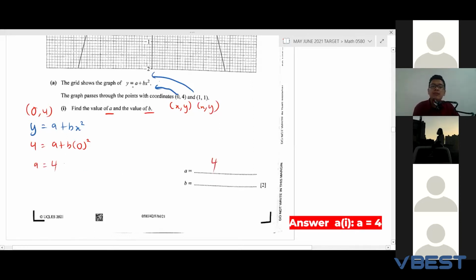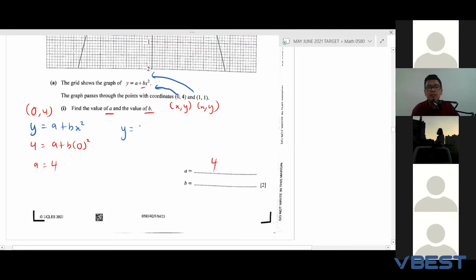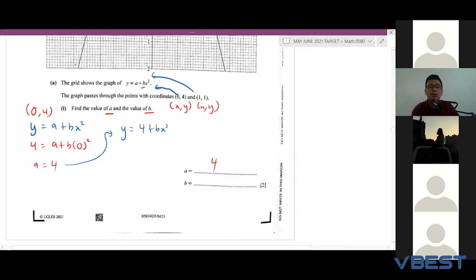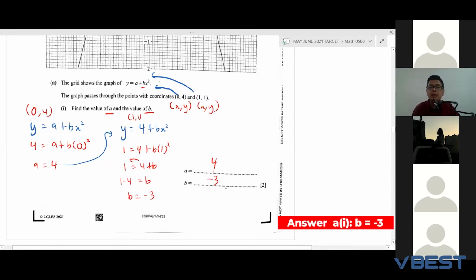How about finding the value of b here? The same thing, but you already have the value of a. So y equals a, which you already got, so just substitute a equals 4 plus b x squared. Now which coordinate do you use? You use 1 and 1. So 1 equals 4 plus b times 1 squared. 1 squared is 1. So 1 equals 4 plus b. Move the 4 to the left side: 1 minus 4 equals b. That means b equals -3.